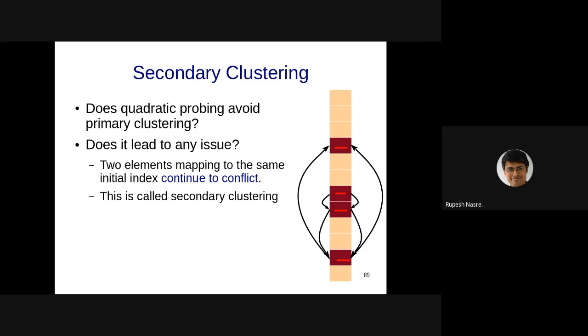Sai Charan says, I'm still not very sure what quadratic probing is solving. Oh, I see. Okay, let's take this particular example. I think we'll try to do it here.